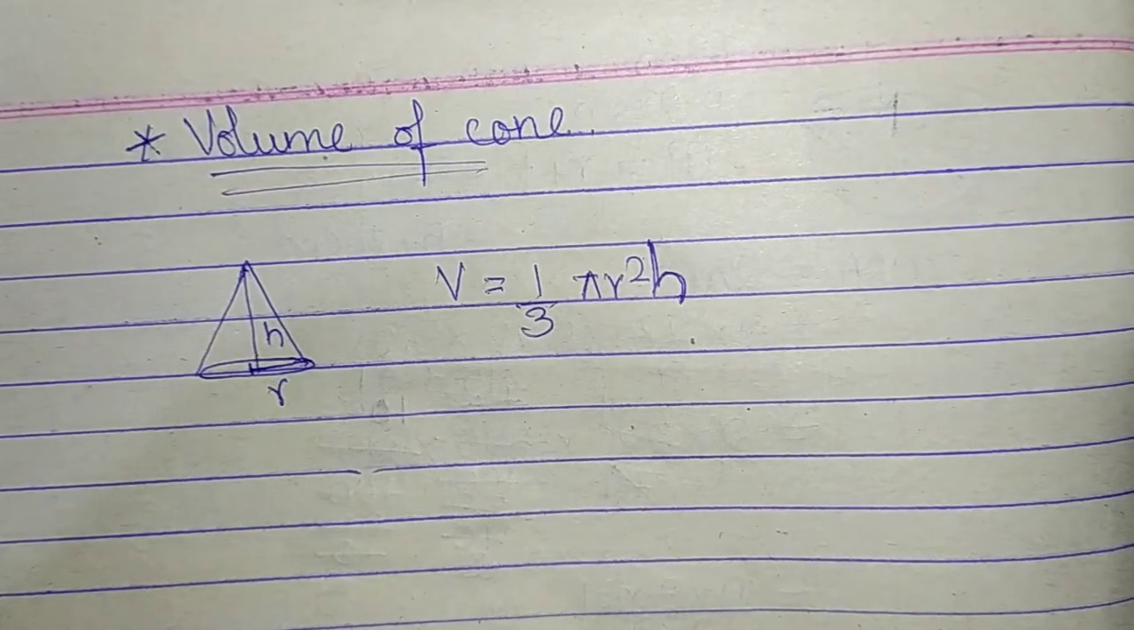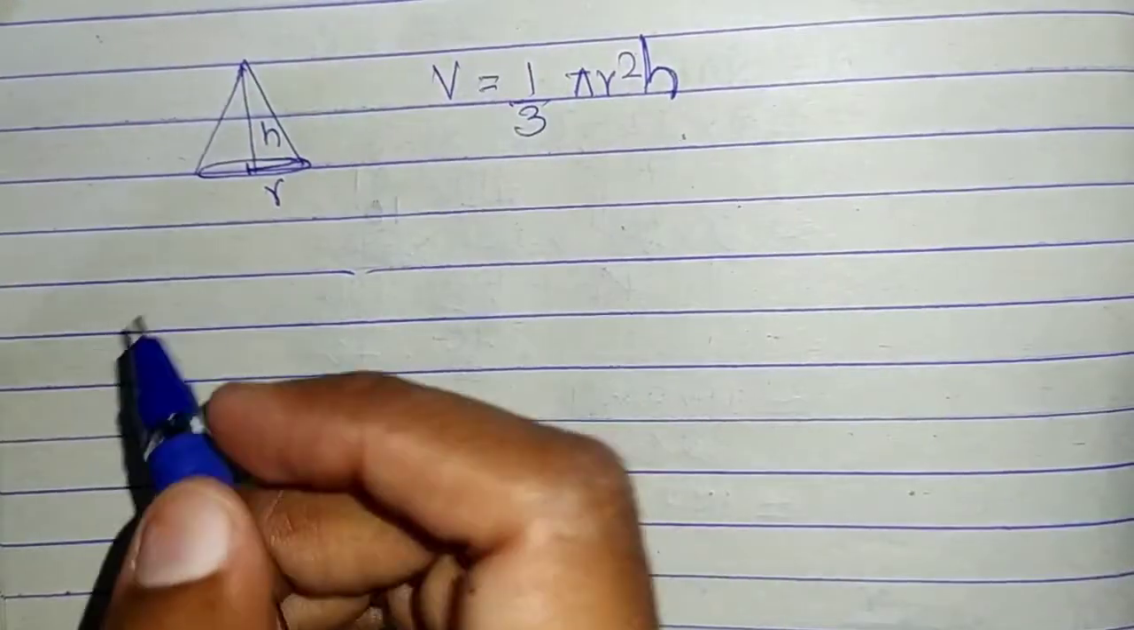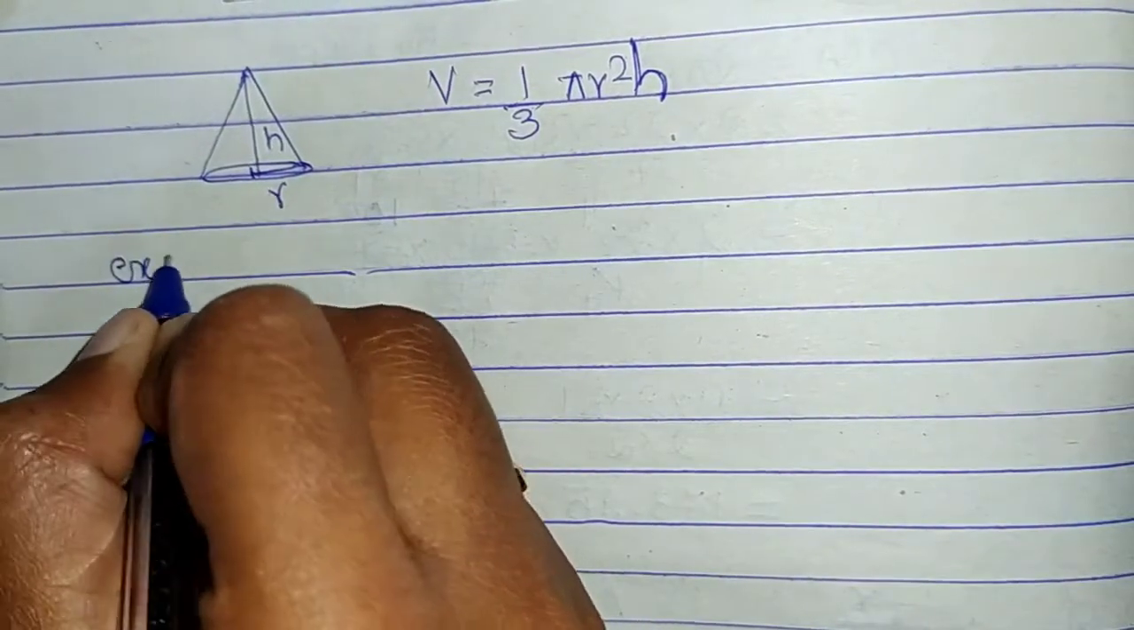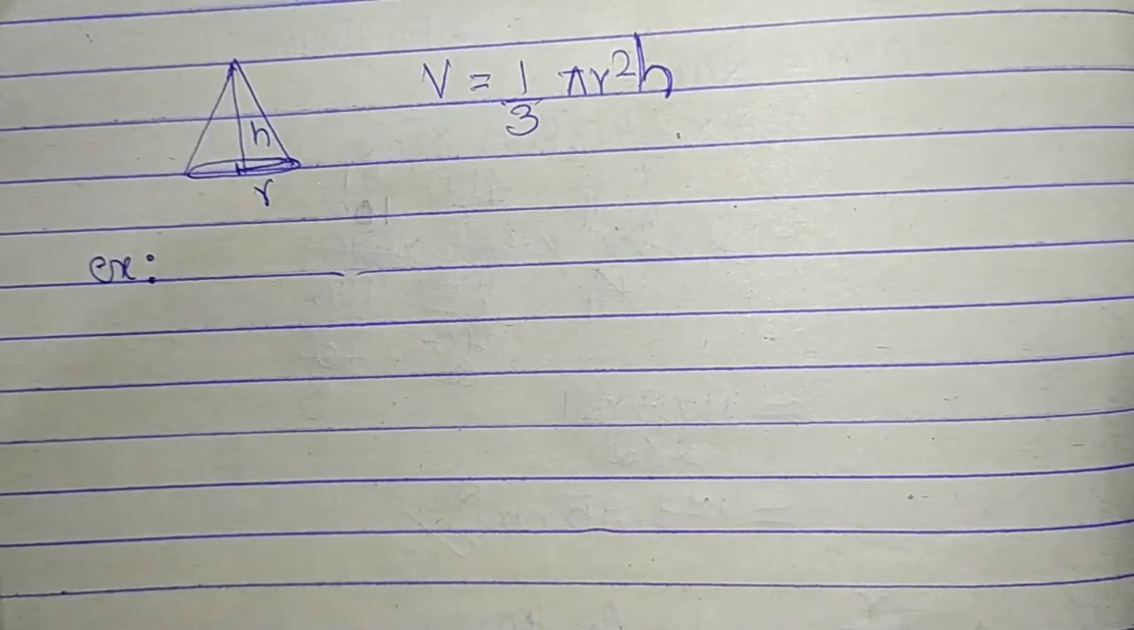So without further ado, let us move to the solved example 15. In the last class we learned about surface area of cone and surface area of sphere, and today we will be learning about volume of cone and volume of sphere.